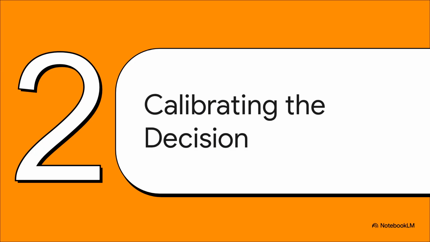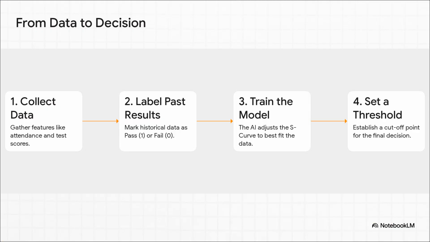Okay, so how does the AI learn where to put a new data point on this curve? How does it learn to make a good judgment? Let's break that whole process down. It's basically a 4-step recipe. First, we collect a bunch of data that might be important, like a student's attendance record. Second, we look at past results and label them. We tell the machine who passed, we call that 1, and who failed, which is 0.